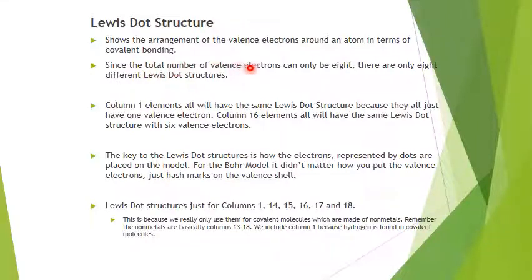What we found out at the end of the last PowerPoint is that the total number of valence electrons can never be more than 8. So we're going to see that there are only 8 different Lewis dot structures, no matter what atom, because the Lewis dot structures will be redundant. For instance, all the elements in column 1 will have the same Lewis dot structure. All the elements in column 2 will have the same, and so forth.